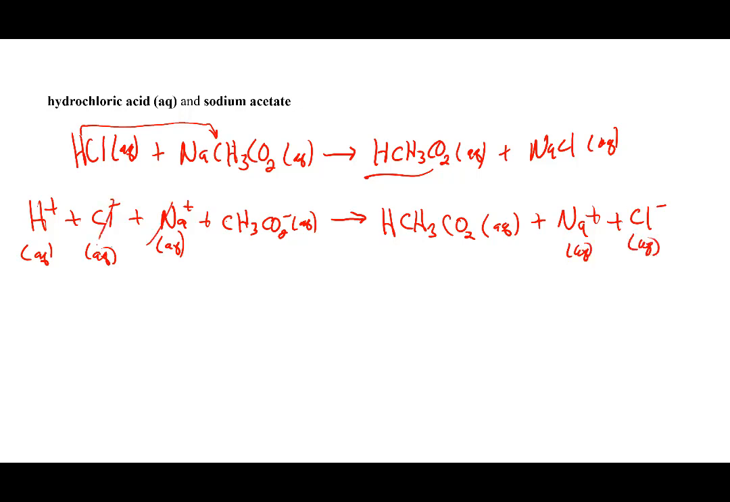So sodium plus and chloride will cancel, and our reaction is an H plus from the strong acid protonates, as we say, the acetate ion, the weak base, to make acetic acid.